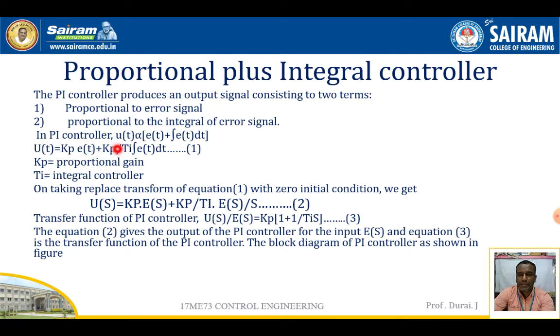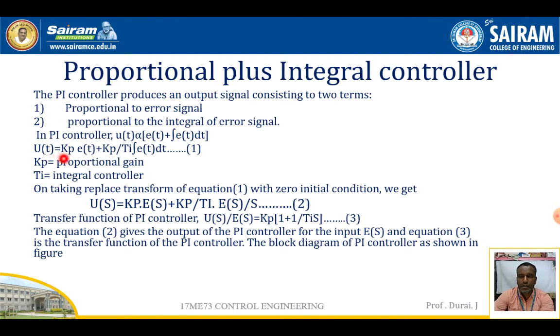So for the PI controller, u(t) is proportional to e(t) plus the integral of e(t) dt, because it is a combination of the proportional and integral controllers. The proportional controller is u(t) proportional to e(t). The integral controller is u(t) proportional to the integral of e(t) dt. So for the proportional plus integral controller, u(t) is proportional to e(t) plus the integral of e(t) dt.